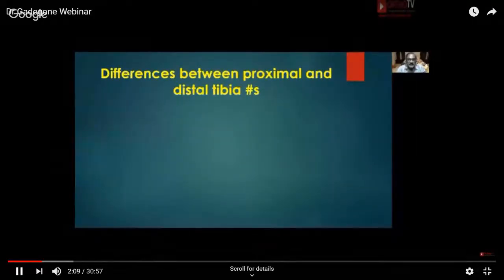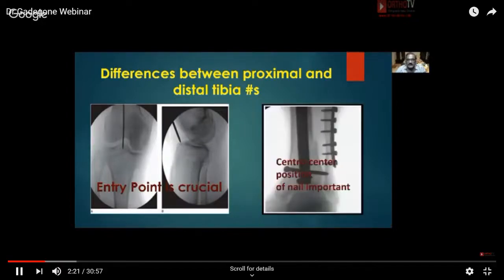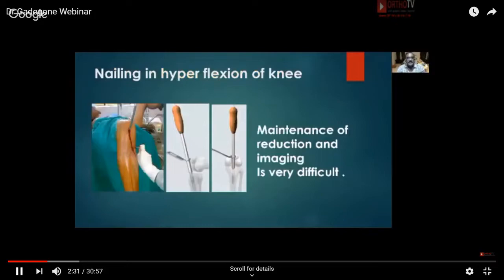Differences between the proximal tibia and distal tibia again. The entry point is very crucial, and it should be perfect for the placement of the proximal tibial nail. In the distal tibia, a central position of the nail is important to avoid malposition and malalignment. Nailing in hyperflexion of the knee is the most popular method for diaphyseal fractures of the tibia, but maintenance of reduction and imaging is very difficult in proximal tibial fractures.